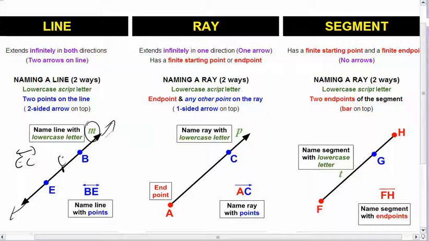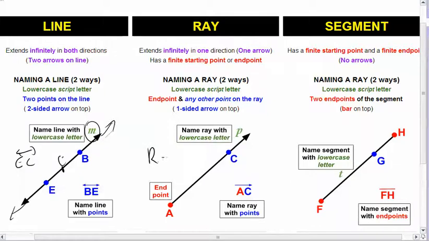A ray starts at a certain point. We call that the endpoint. And it never ends. So like a line, it goes on forever, only in one direction. That separates it from a line. To name it, it's a little bit more tricky here because you have to know the endpoint is A. And so to name this ray, I can call it ray AC.